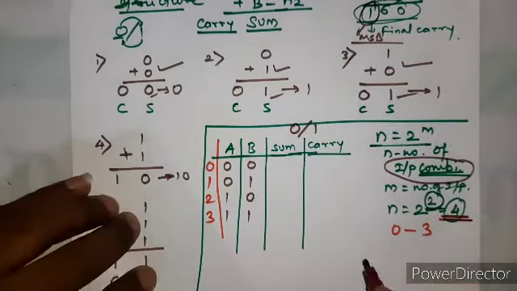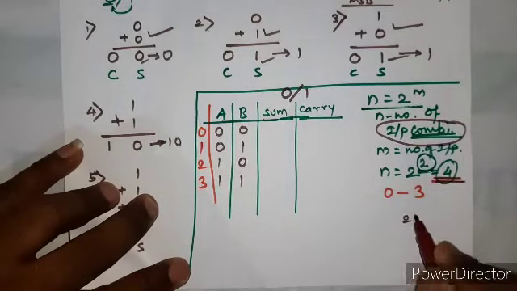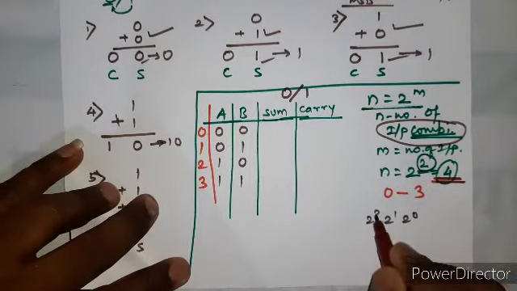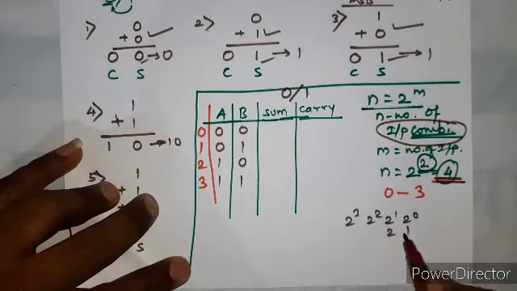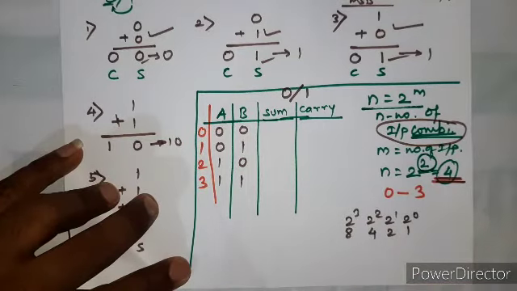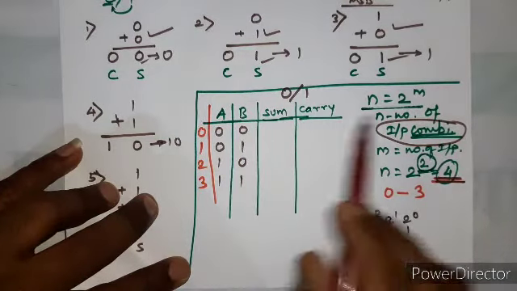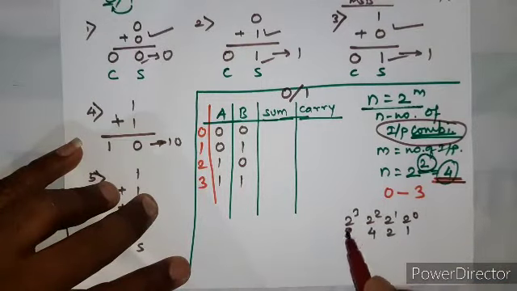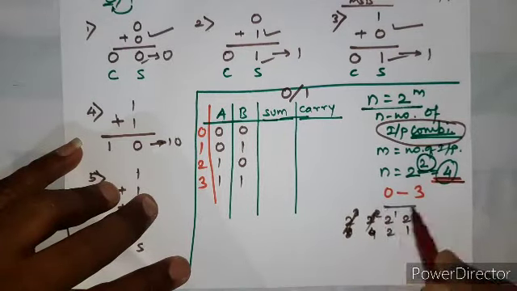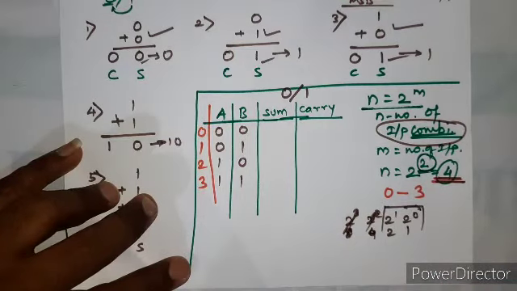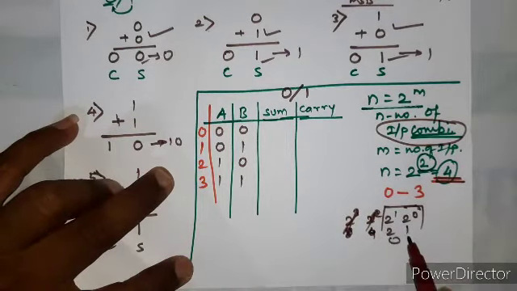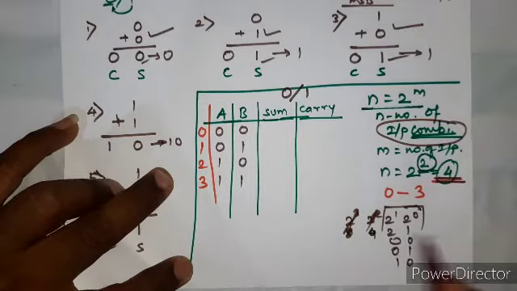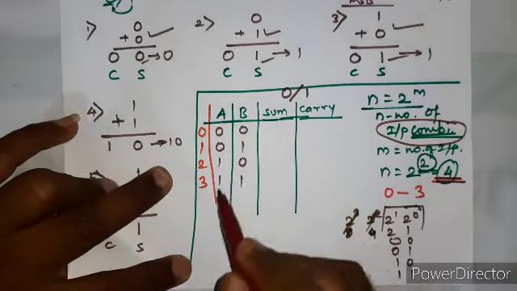Just recall this concept: 2 raised to 0, 2 raised to 1, 2 raised to 2, 2 raised to 3. So 2 raised to 0 is 1, this is 2, this is 4, this is 8. Now since we have only 2 inputs, we are going to consider these 2 inputs only. To form this 0, it is 0, 0. To form this 1, it is 0, 1. To form this 2, it is 1, 0. And to form this 3, it is 1, 1. That is what we have taken here.